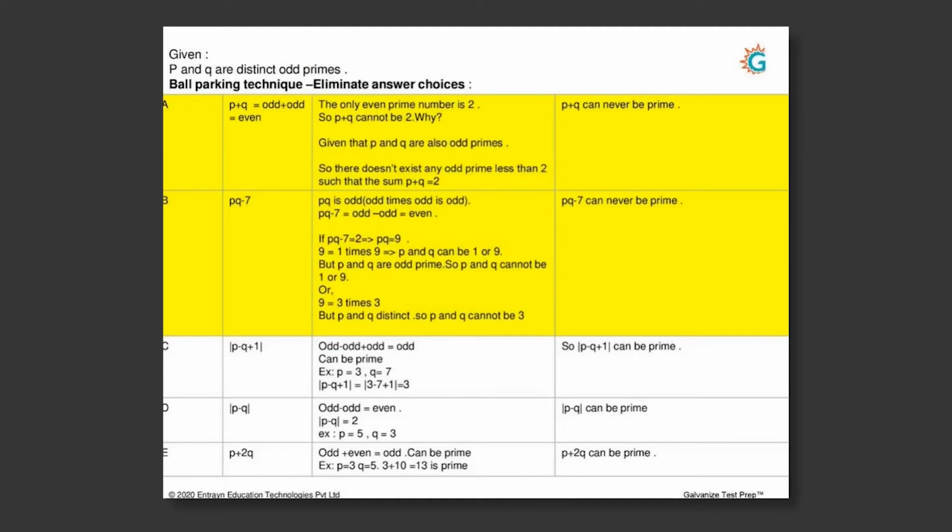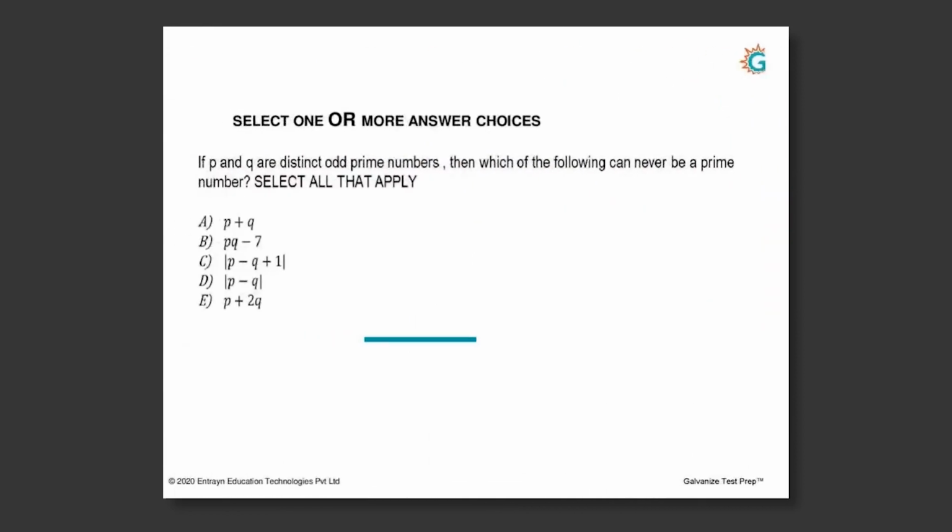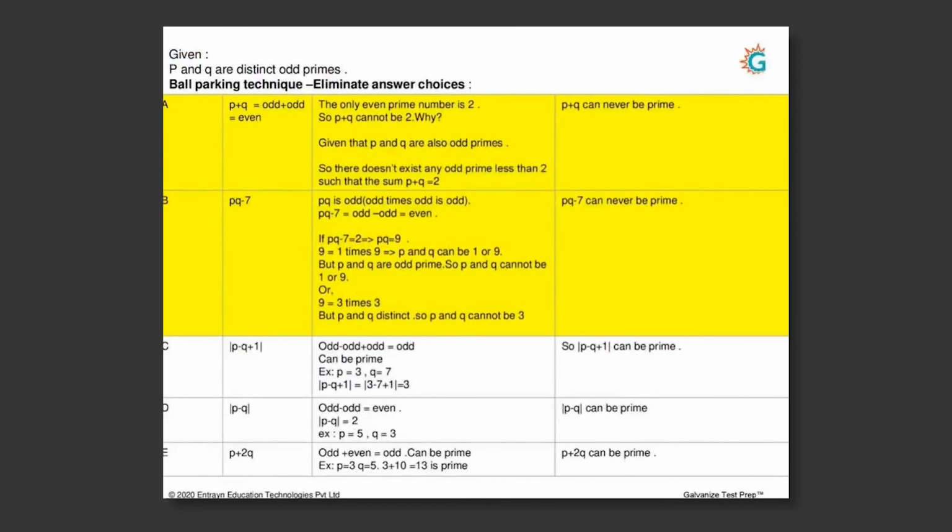When you have this word never or always, in MCQs and MAQs, it's best to go for an analytical approach. And this can also be solved by something called the ballparking technique or going by elimination. Option A, P plus Q. If you look at option A, it says P plus Q. Can it be prime? Can it never be prime? Let's look at it.